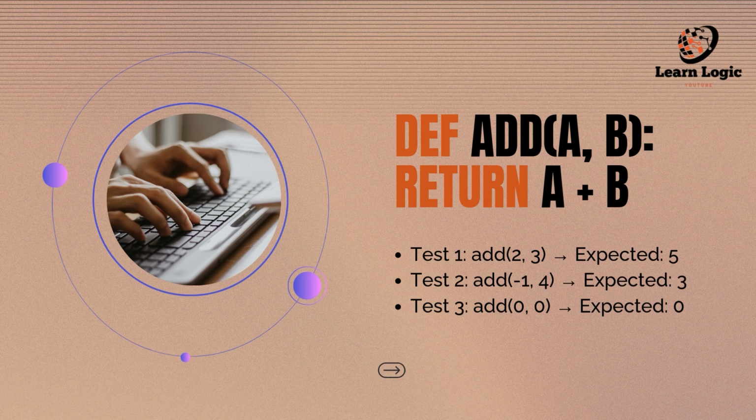Let's look at an example. Here's a simple function that adds two numbers. To test it, we start with typical inputs, like 2 and 3, and check the result, 5. Then, we add edge cases, like a negative number, and boundary cases, like adding 2 zeros. This ensures the function behaves correctly across different scenarios.